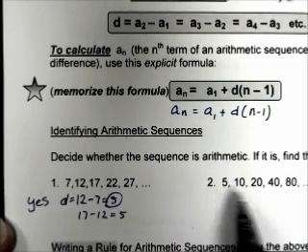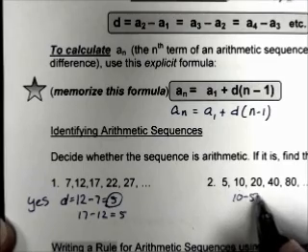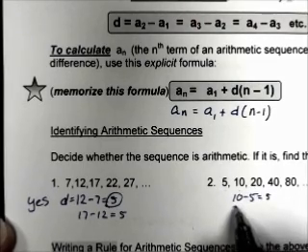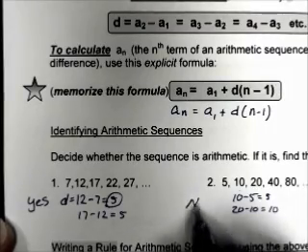Number 2: 5, 10, 20, 40, 80. Is there a common difference? 10 subtract 5 is 5. Is 20 subtract 10 the same? No. So no, this is not arithmetic.